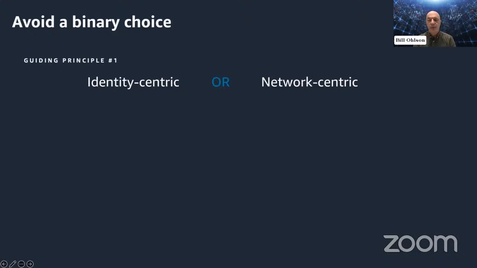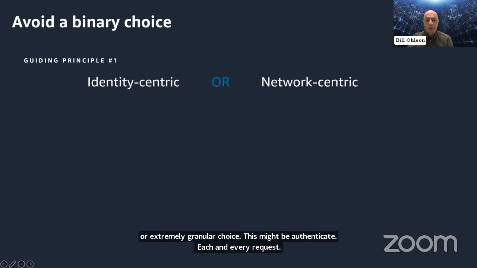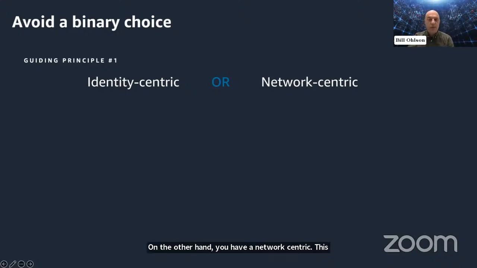It's frequently cited that the perimeter is dead. We don't wholly believe that. So on one hand, you have identity-centric or extremely granular choice. This might be authenticate each and every request. On the other hand, you have network-centric. This is familiar, easy to reason about. You just filter unnecessary noise out of the system.